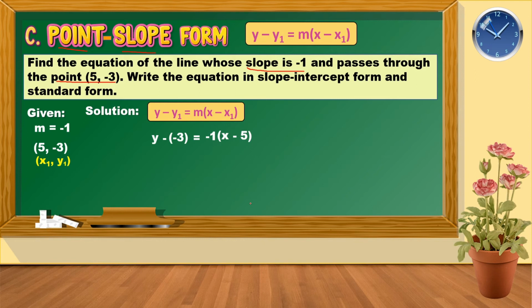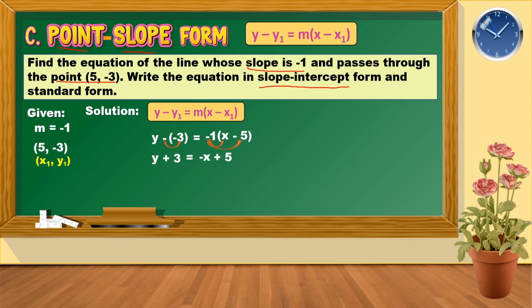Okay. Next is, let's remove the parentheses. So, how do we remove that? Okay. Yung negative natin na to, we will multiply that. Negative times negative is positive 3. Equals, since may parentheses din dito, so let's distribute this. Negative 1 times x is negative x. Negative 1 times negative 5 is positive 5. Okay, so wala na tayong parenthesis dito.